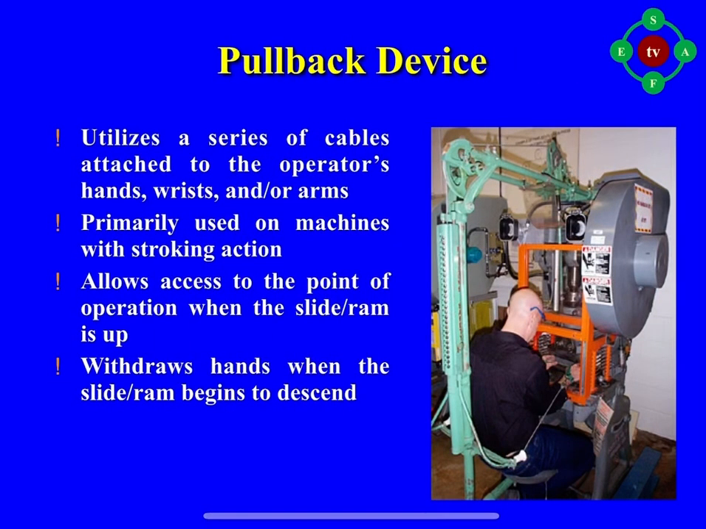A pullback device utilizes a series of cables attached to the operator's hands, wrists, or arms. Primarily used on machines with stroking action, it allows access to the point of operation when the slide or ram is up. You can withdraw hands when the slide or ram begins to descend.